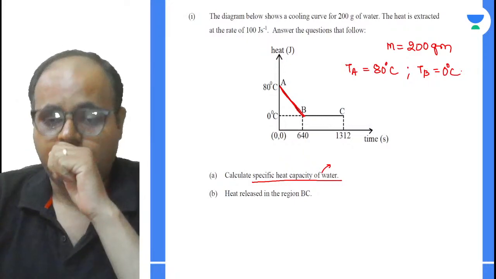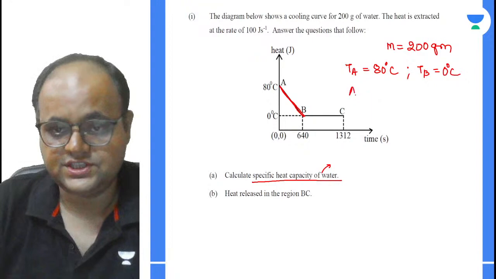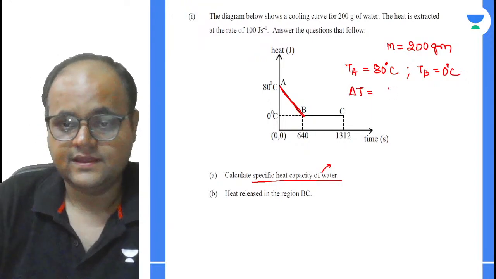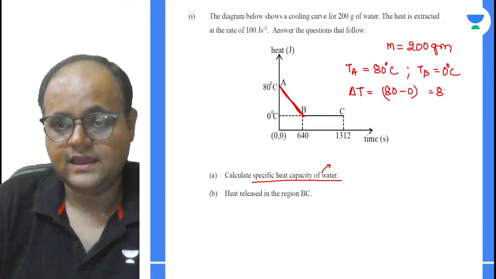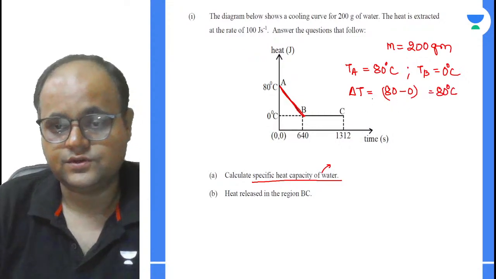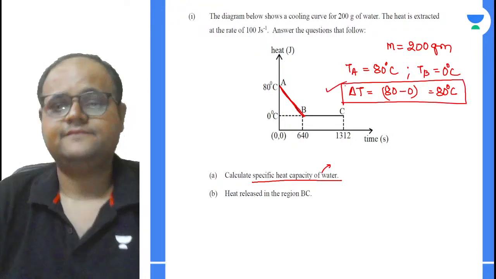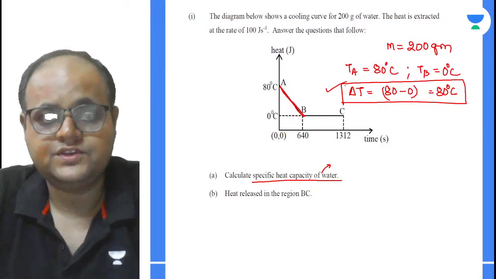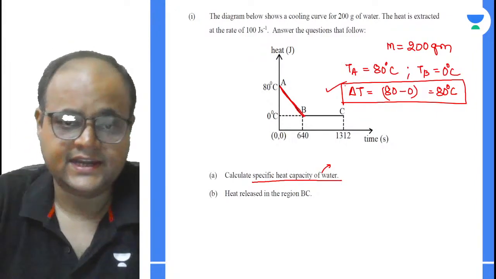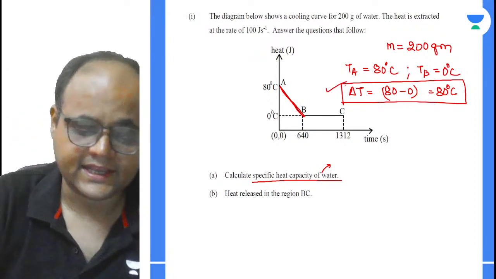Chalo. So there is a change in the temperature, and what is the change in the temperature? Delta T. This is 80 minus 0, that is 80 degree centigrade. So delta T here is 80 degree centigrade, right? So you know the change in temperature. And the question is saying that the heat is extracted at the rate of 100 joule per second. In one second, 100 joule of heat is being extracted.